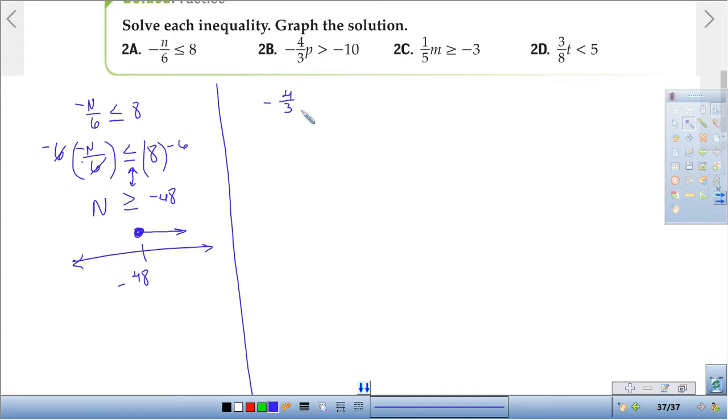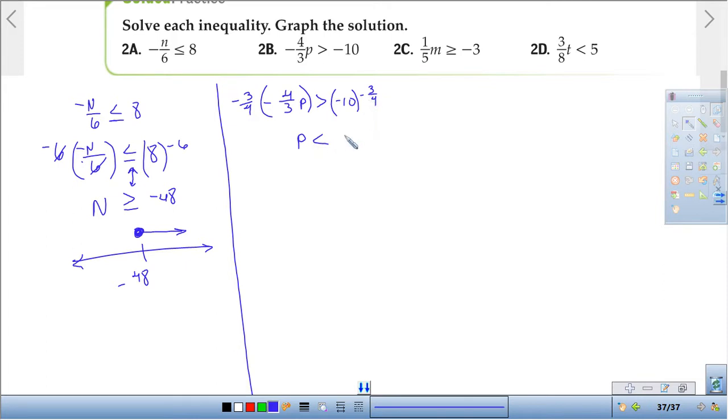Negative 4/3 times p, negative 10. So then I would multiply by a negative 3/4, the reciprocal. Multiply by a negative 3/4. 4/3, flip it over, 3/4. You got it? Negative times a negative will give me a positive, and that's what I wanted. So it becomes a positive p. Since I multiplied by a negative, this thing switches.